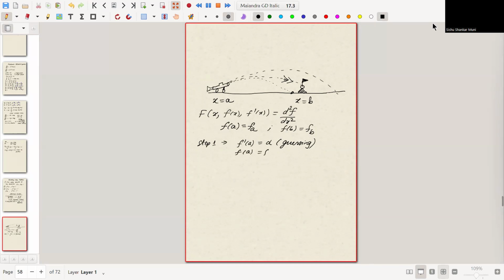I forgot to write this. So on till you reach b. So that's the idea. This is step one: guess the derivative at the initial point, f'(a). Say it to be alpha. So now we have an IVP. Great. What's the next step?